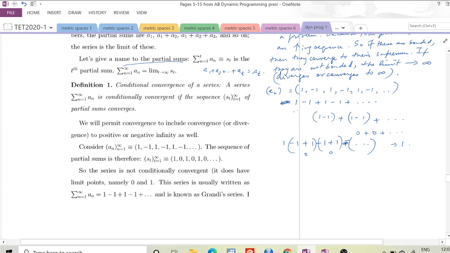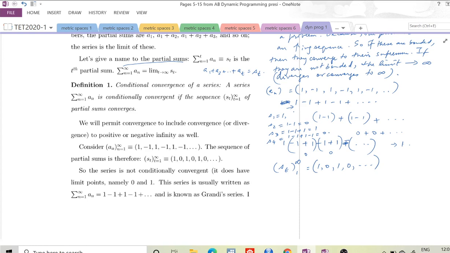So if I look at this series here, I can see that S1 is 1, S2 is 1 minus 1, that's 0, S3 is 1 minus 1 plus 1, that's 1, S4 is 1 minus 1 plus 1 minus 1, that's a 0, right? So the sequence of partial sums looks like 1, 0, 1, 0, and so forth. Right? It doesn't have a limit. Of course, it has lim sup and lim inf, but it doesn't have a limit, right?